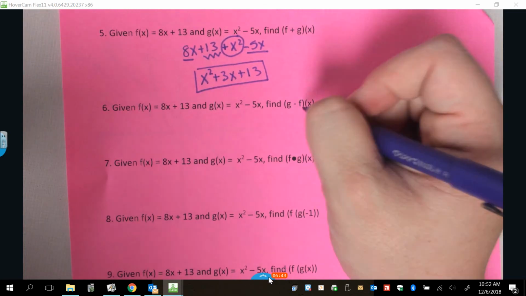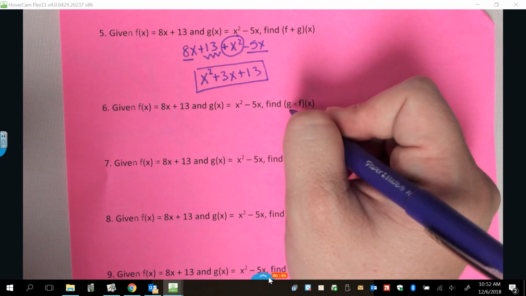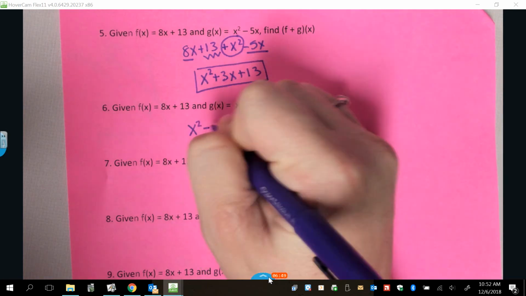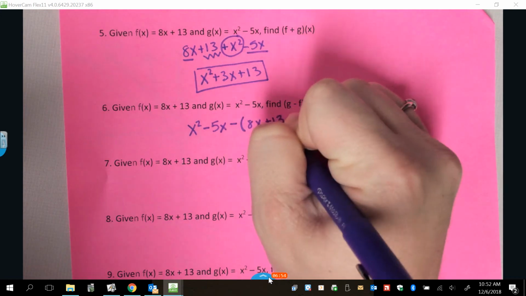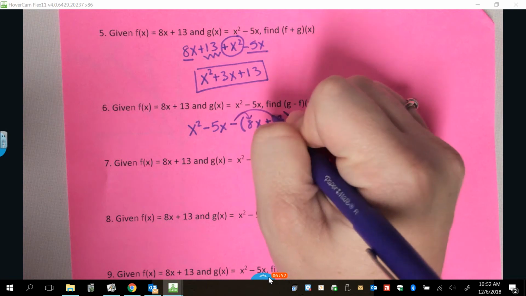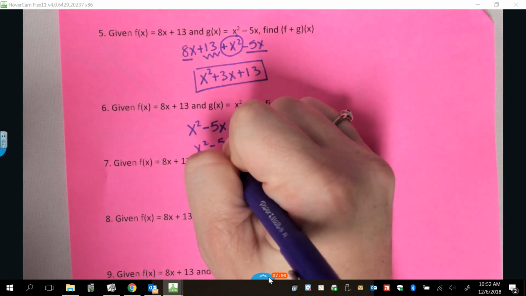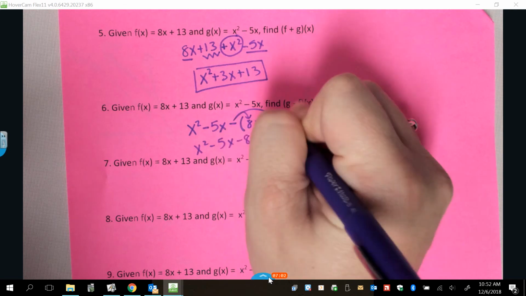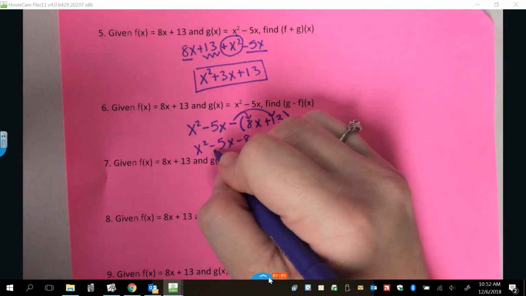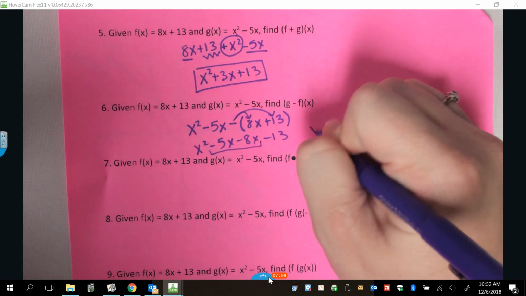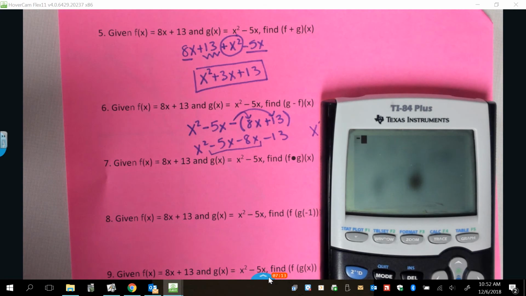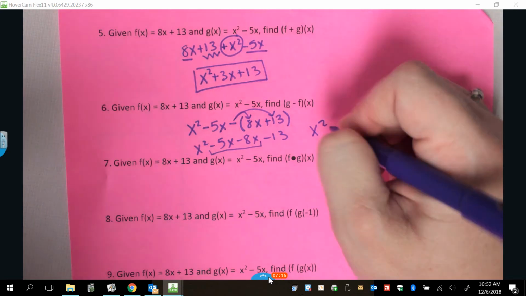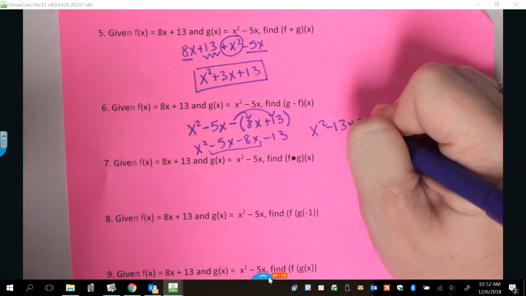Okay. Again, subtraction will not be on your test either, but just as a refresher, we have g minus f, so x squared minus 5x minus, remember we use a parentheses for the second one, x plus 13. And you distribute. That is a subtracting and that's subtracting. So x squared minus 5x minus 8x minus 13. Here are my only two like terms, and I get x squared negative 5 minus 8. If you have a hard time with that, you can come to your home screen, negative 5 minus 8, and get negative 13. Don't forget to put your x back, and then minus 13.